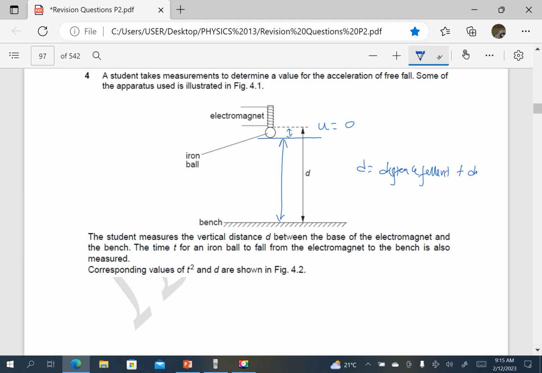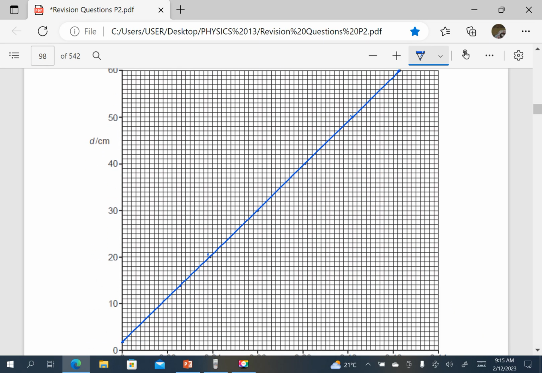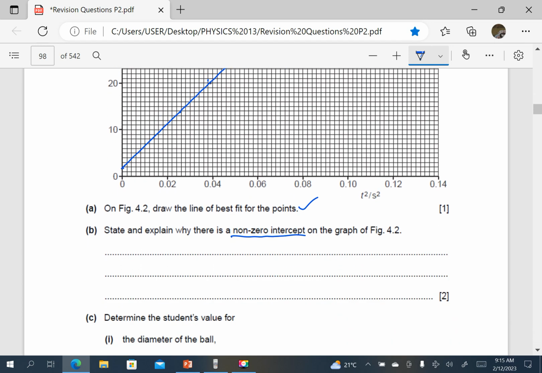D equals distance fallen plus diameter of the ball. So it means D involves the diameter of the ball. It is not the distance fallen through. That's why the graph is not starting from the origin, so it is having a non-zero intercept. So we can say the distance fallen is not D.